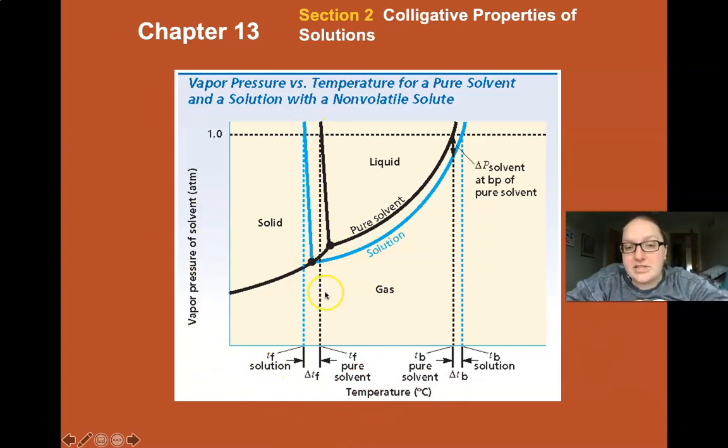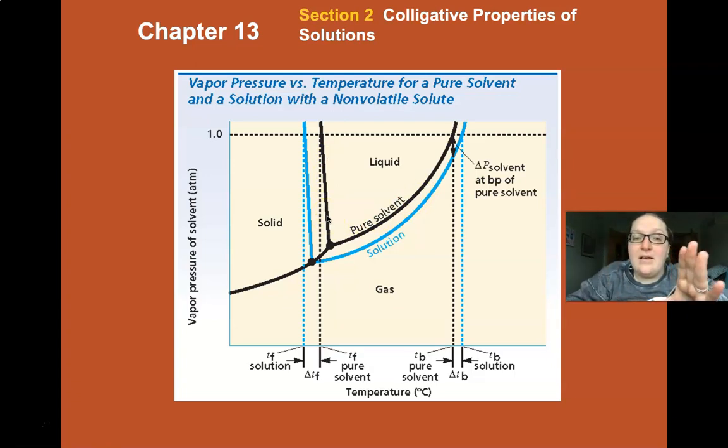So the black line represents the pure solvent, and this is actually water. So the pure water solvent, in this case, boils at 100 degrees Celsius, freezes at 0 degrees Celsius. And what happens in the course of adding a solute to that pure solvent is going to be this change in boiling point. By doing that, we're taking this curve and we're moving it downward. We're shifting it down.